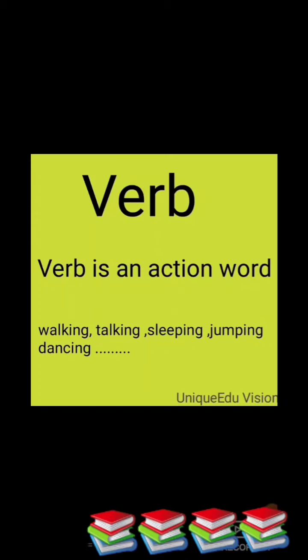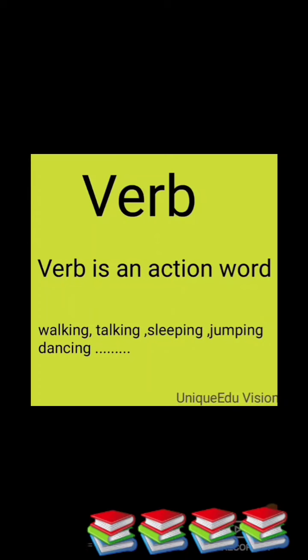As you all know, a common meaning of the verb: a verb is an action word. Example: walking, talking, sleeping, jumping, eating, speaking, dancing, and so on. There are different types of verbs. There are so many examples of verbs, we can't even stop. So I will not concentrate much on the verb as an action word, just this meaning.